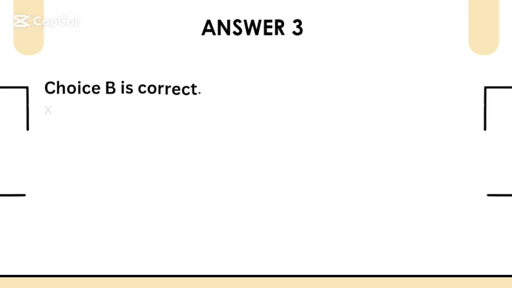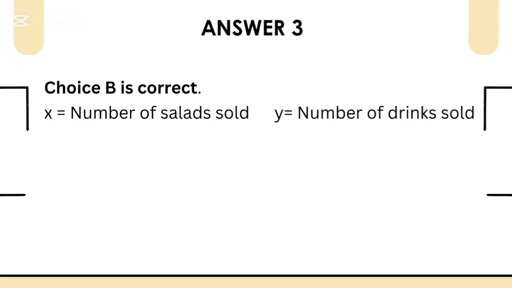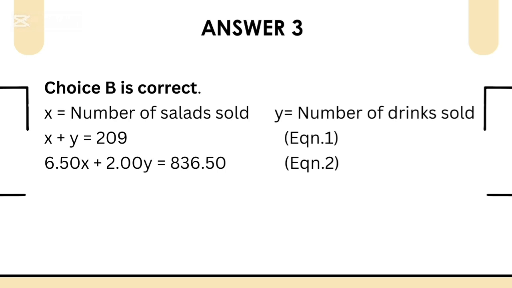To determine the number of salads sold, write and solve a system of two equations. Let x equal the number of salads sold and let y equal the number of drinks sold. Since a total of 209 salads and drinks were sold, the equation x plus y equals 209 must hold. Since salads cost $6.50, drinks cost $2 each.